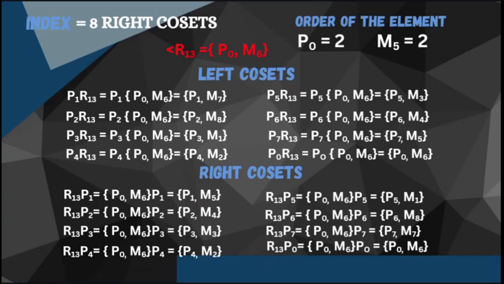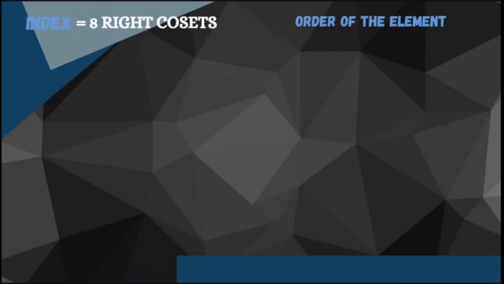Since our subgroup is not a normal subgroup, the order of the factor group does not exist. Now, let's proceed to the index. We have 8 total right cosets. In order of the elements, we have rho sub 0, 2, and mu sub 6, we have 2 also. Our last subgroup is r sub 14, which elements are rho sub 0 and mu sub 2.